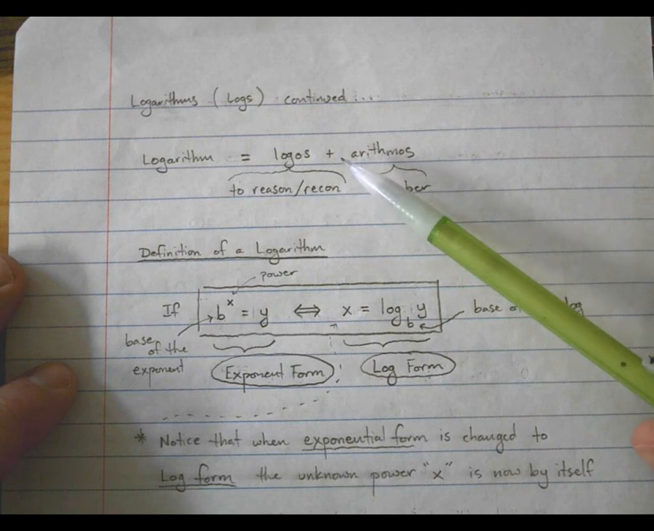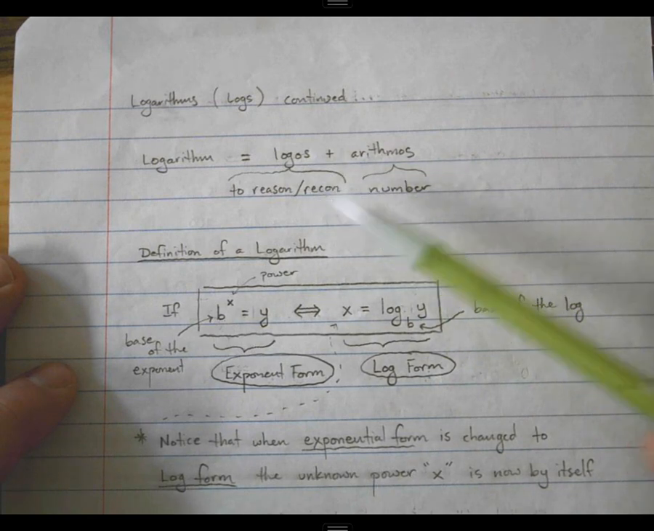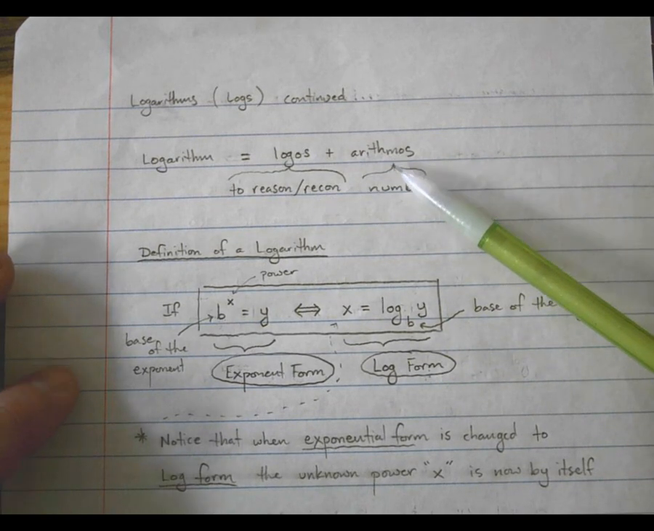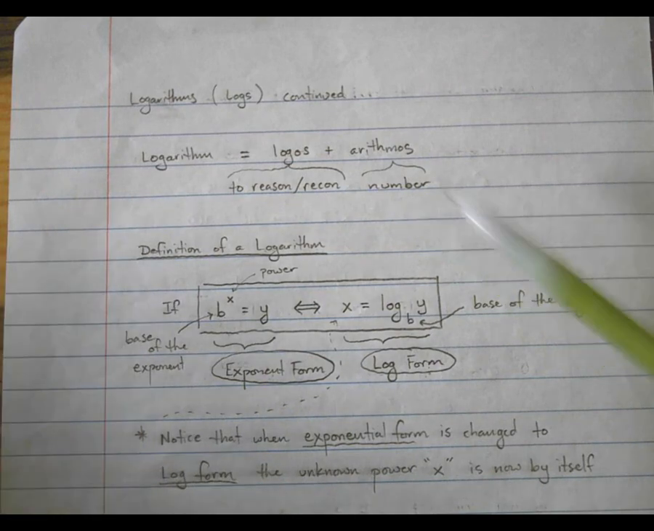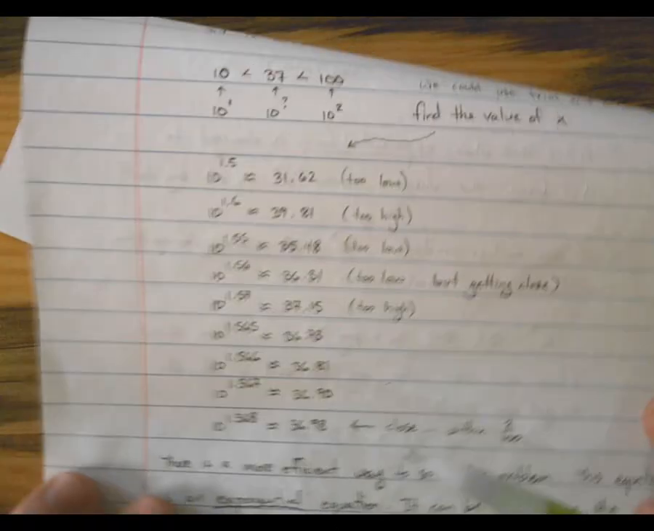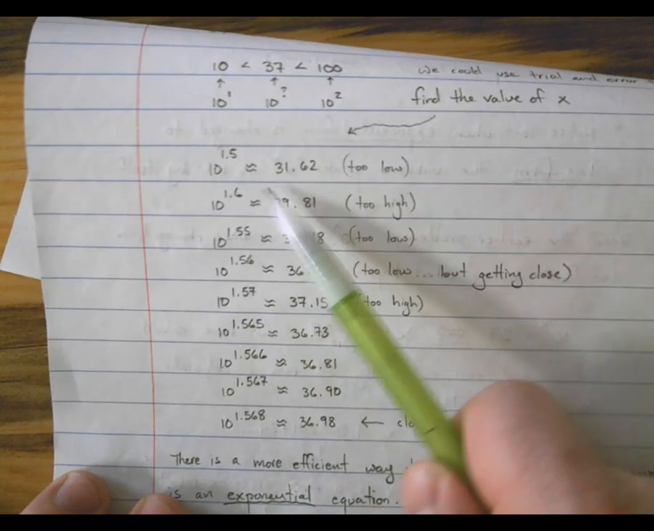So logos is to reason or reckon. This is Latin, I think, and arithmos is number. So you can think about it this way. Over here on the other side, I was kind of trying to reason out what that power was, reason out a number.